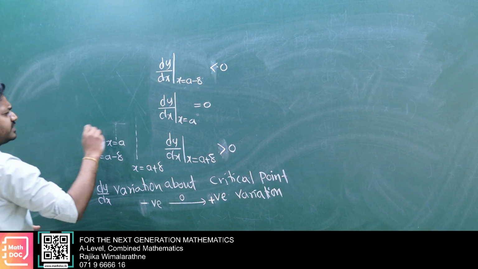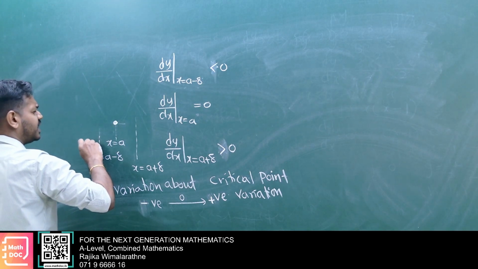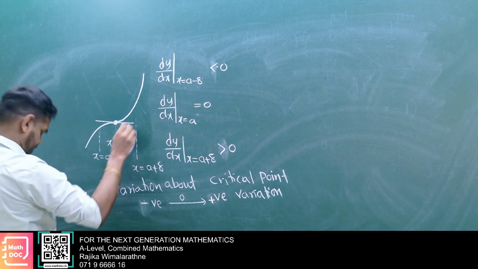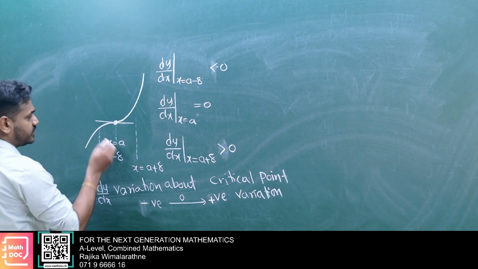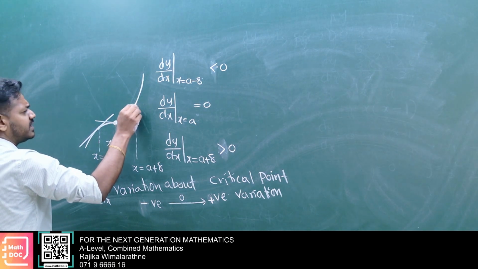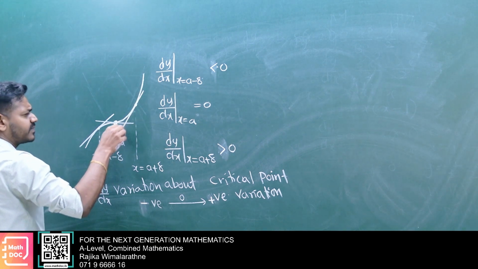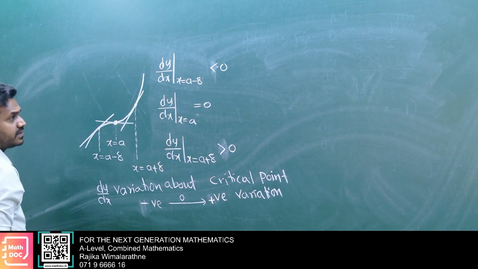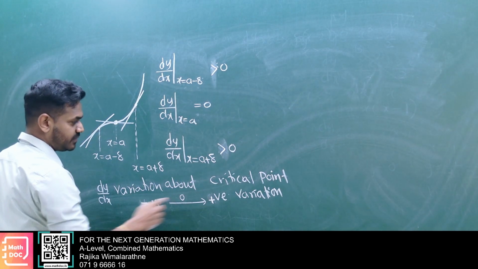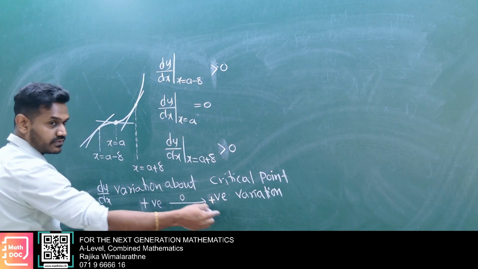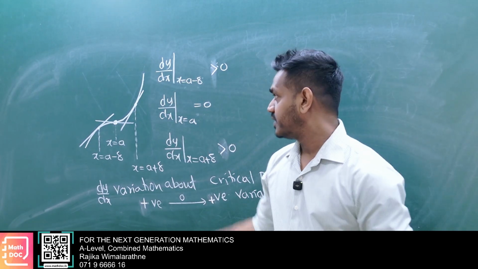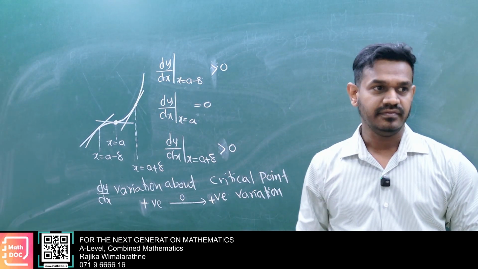Here, increasing inflection, it goes like this. Then at here, dy by dx is 0. So before that, positive gradient. After that, again positive gradient, both positive. Then here positive, 0, positive. dy by dx variation about the critical point: positive to positive through 0. Okay, that is increasing inflection.